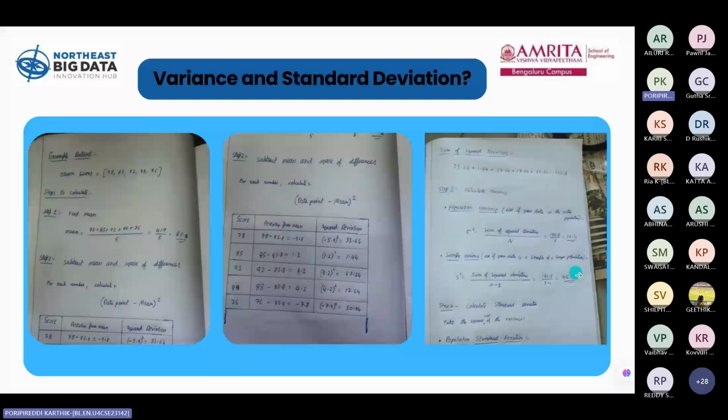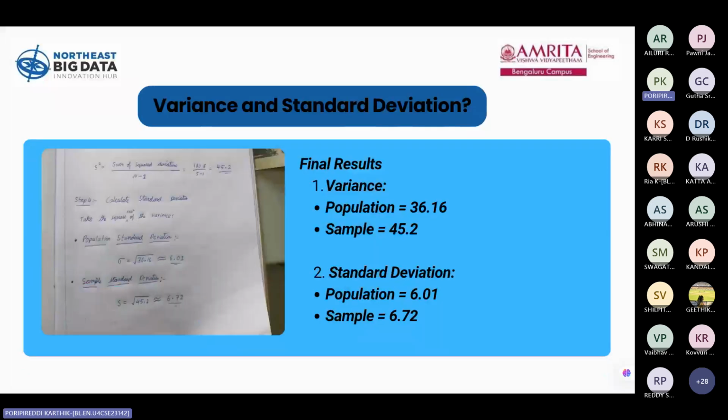Now let's calculate standard deviation. For standard deviation, we take the square root of the variance. It's simple, right? For population standard deviation, it's the square root of population variance, which is 6.01, and the same goes for sample standard deviation.